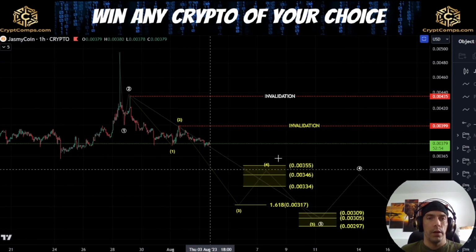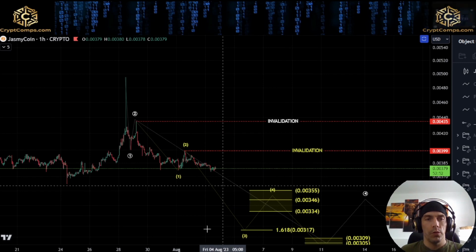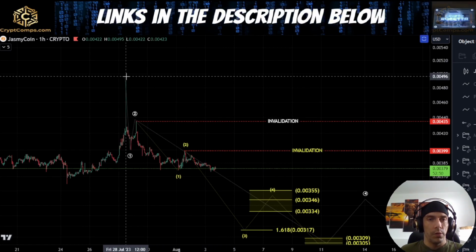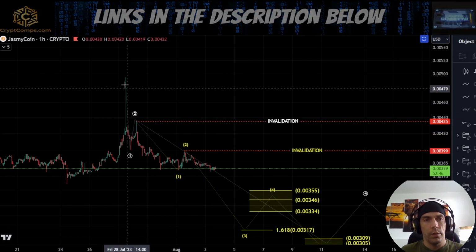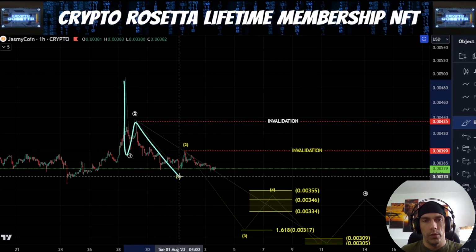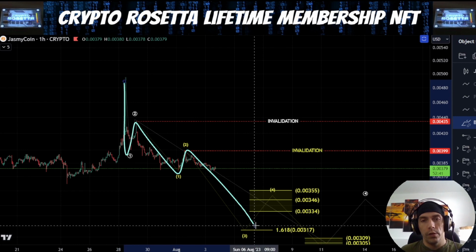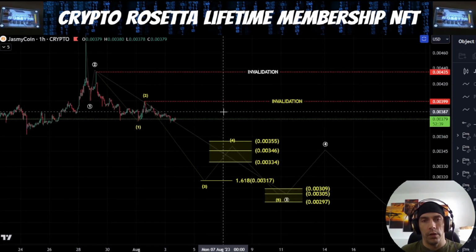So coming in here and having a look at this slightly differently, what we could also have here is, because we can potentially count this 1 2 3 4 and then 5, or alternatively what we could argue is this is 1 2, this is another 1 2 here, and this third wave is actually looking to extend out directly.